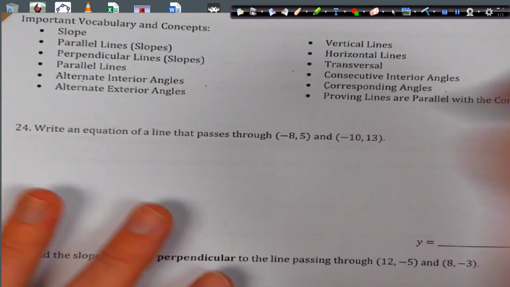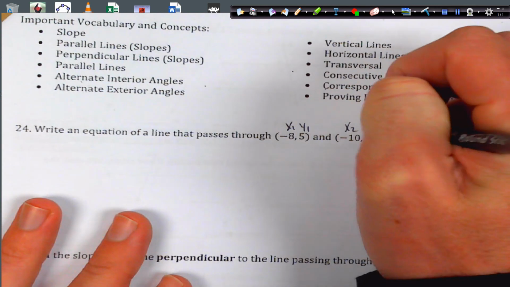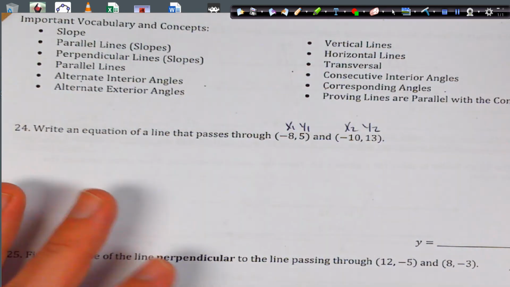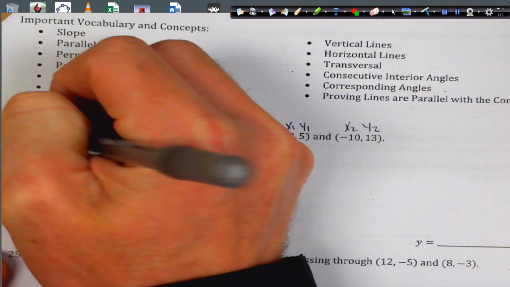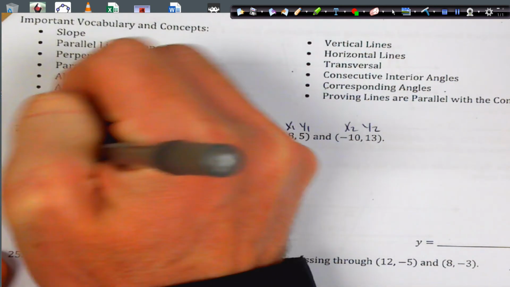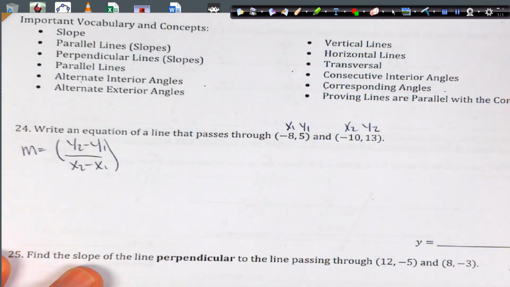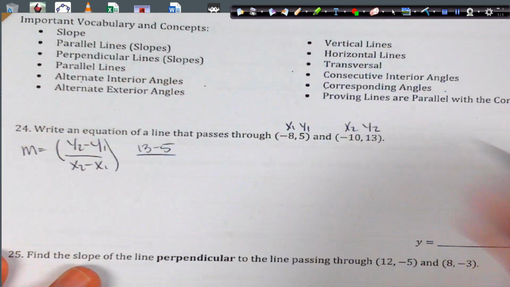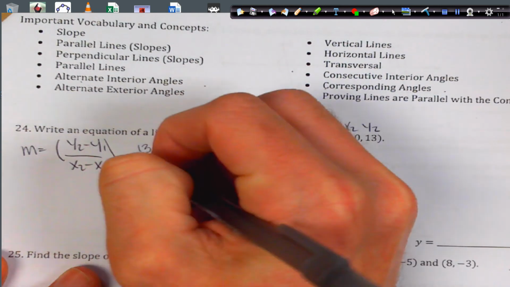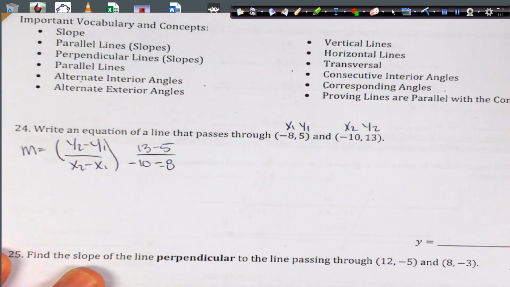So the first thing we're going to have to do is actually find a slope, because without a slope we can't find one of our equations. So we're going to use the slope formula, which is y2 minus y1 over x2 minus x1. So it's the change in the y's over the change in the x's. It's going to be 13 minus 5 over negative 10 minus a negative 8. So there's 2 negatives on that one.